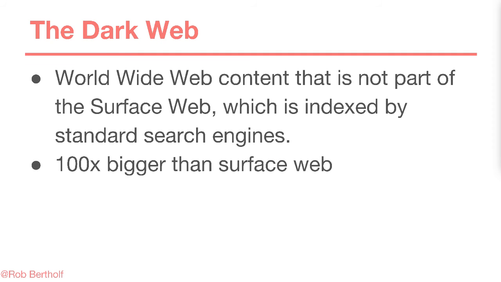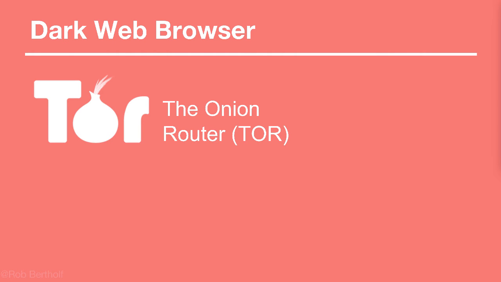So the dark web is the World Wide Web content that's not part of the surface web, which is indexed by standard search engines. Reports vary, saying it is 100 times bigger, 500 times bigger than the surface web. The browser that you would use to browse the dark web is the Onion router, or Tor browser.